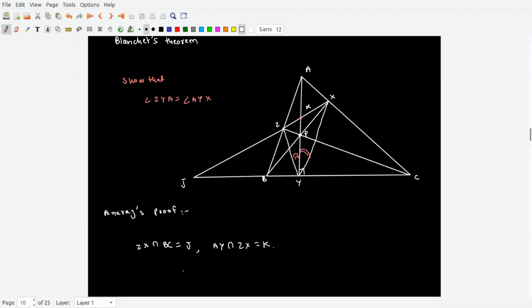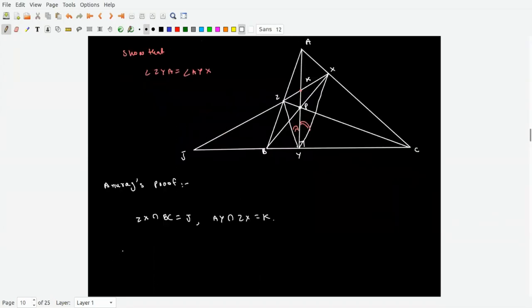So what you do is you consider the intersection of ZX and BC, call it J. Then you consider the intersection of AY and ZX, call it K. Now, firstly, by the Sabian's inducing quadrilateral lemma, which, if you don't know, is in the harmonic chasing handout which I made today, do check it out, you have (J, Y; B, C) equals minus 1. Now we project this from A onto the line ZX and we get J going to J, Y coming to K, B going to Z, C going to X, and this is minus 1.